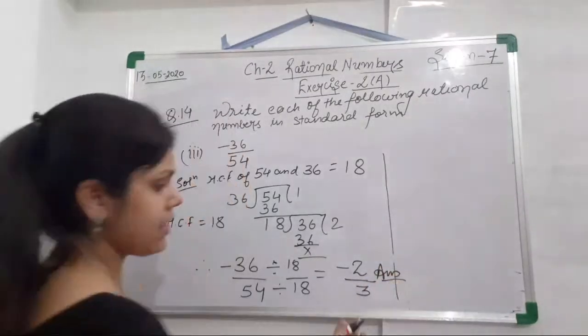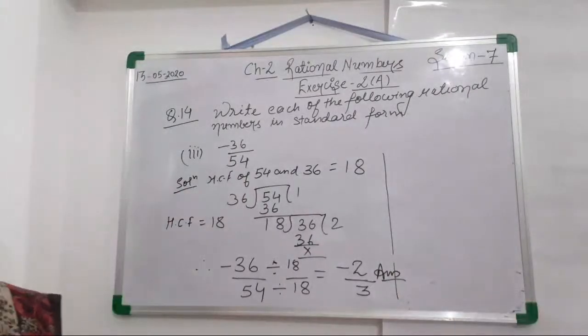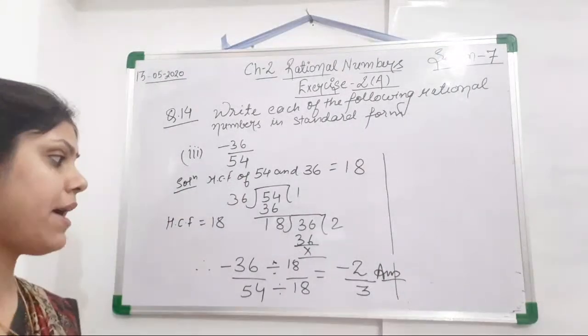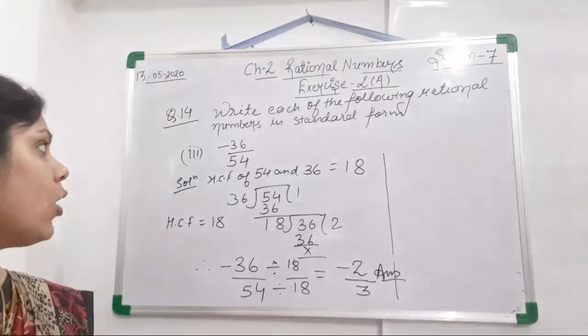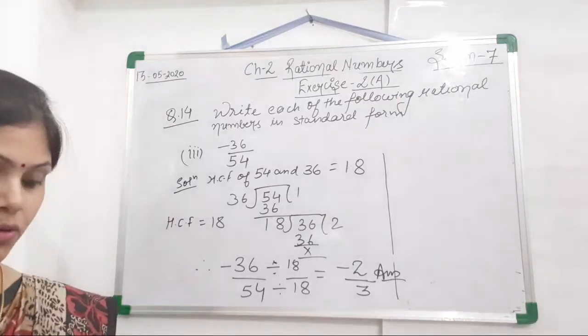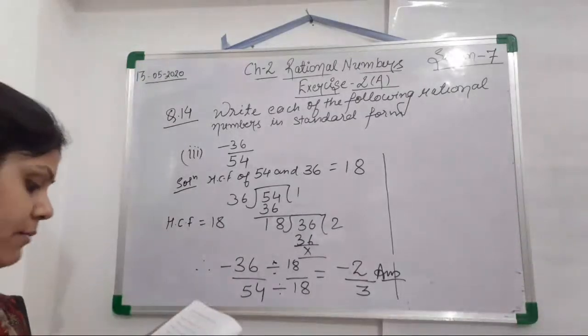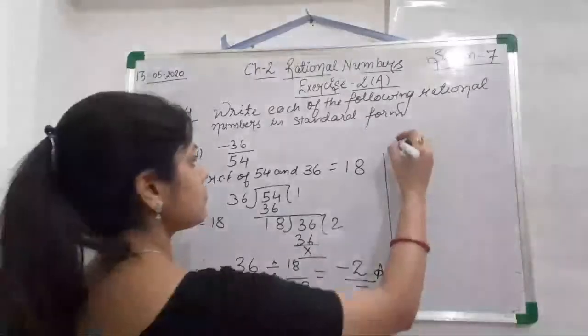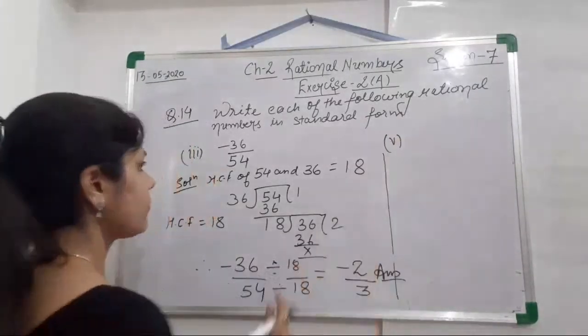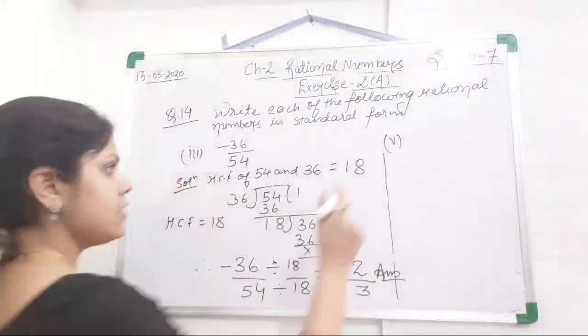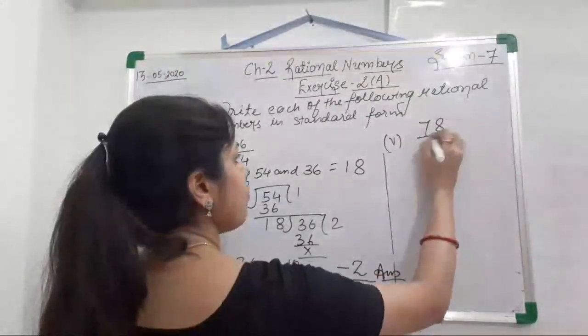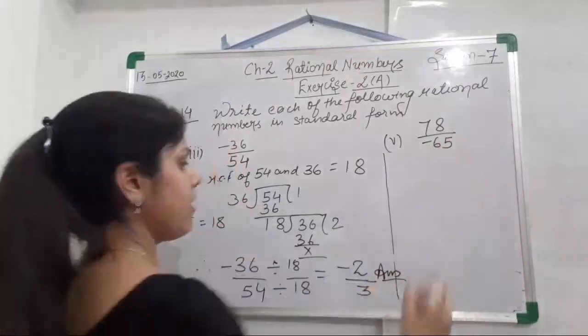I don't have space, so I am not writing your answer. In the next line you can write the answer is equal to minus 2 upon 3. Now let us do the fifth question. Fifth one is 78 upon minus 65.